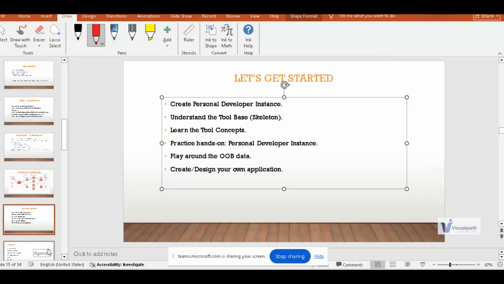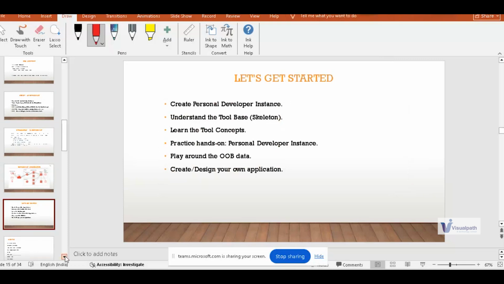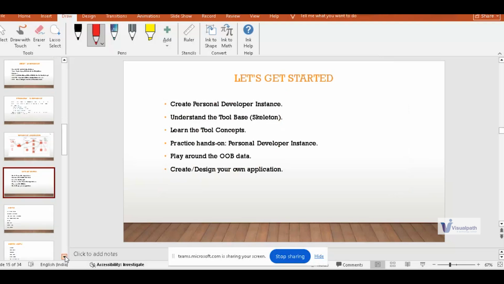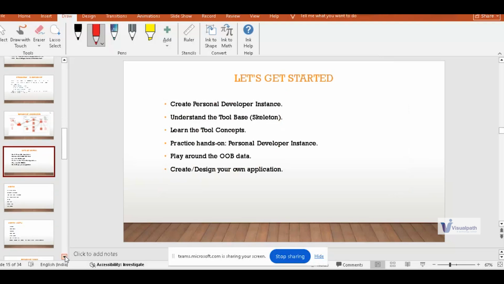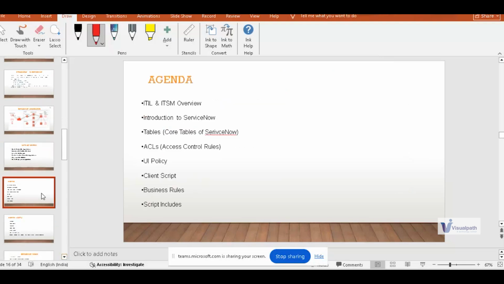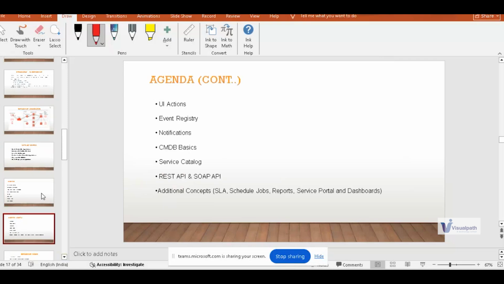ServiceNow has evolved into a big tool now, and it is one of the most demanding tools in the market. The agenda I have already shared. We saw it in the training plan. That's what I have here.